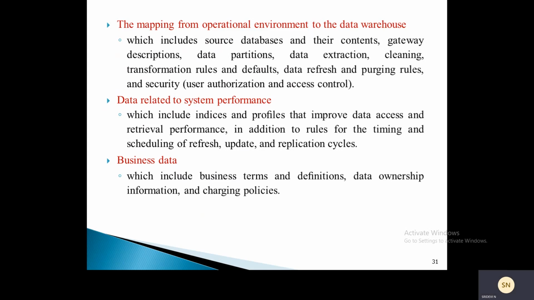So user authorization and access control is required here. Data related to system performance includes indices and profiles that improve data access and retrieval performance, in addition to rules for the timing and scheduling of refresh, update, and replication cycles. Business data also includes terms and definitions, ownership of information, and charging policies. These are the different kinds of information maintained in the metadata repository.